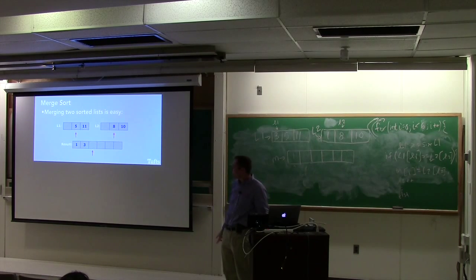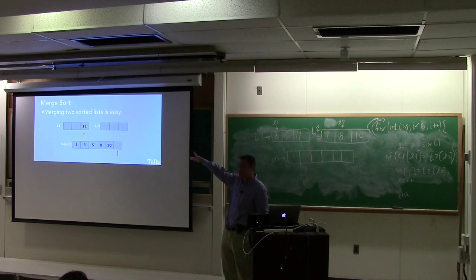So now 3 versus 8, the 3 will go in. And then 5 versus 8, the 5 is going to go in there. And then we're going to increment there. Now the 8 versus, which one was it? 11? Yeah, 8 versus 11, the 8 goes in there. And then now the 10 versus 11, the 10 goes in there. And you do end up exhausting one list.